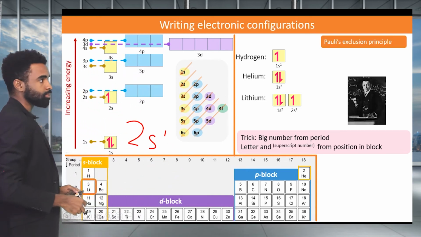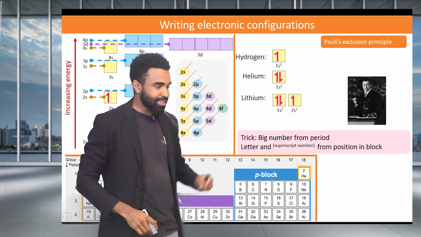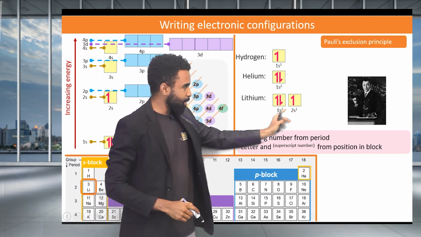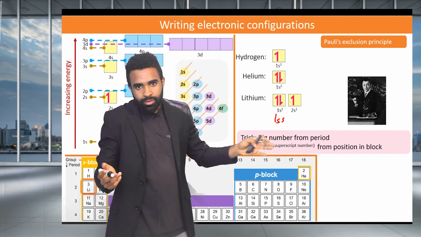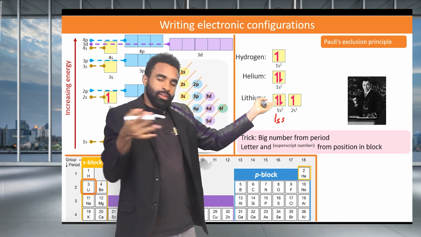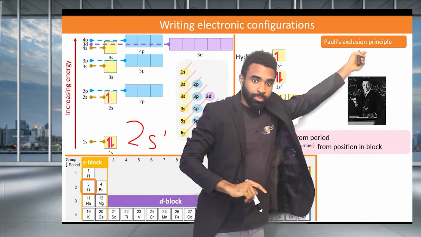Next one, let's keep going. Beryllium. No, not next one. I need to explain to you what Pauli's exclusion principle is. So here we had lithium, 1s2. Why didn't we just do 1s3? Why did I do 1s2, 2s1? Well, because only 2 electrons can fit in an orbital. We know this already, but it has a special name. It's called Pauli's exclusion principle.